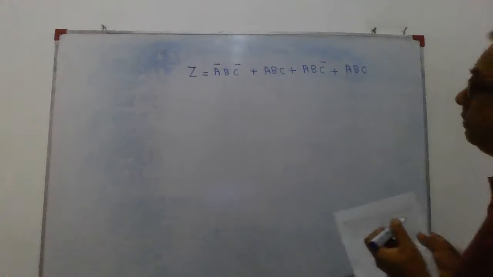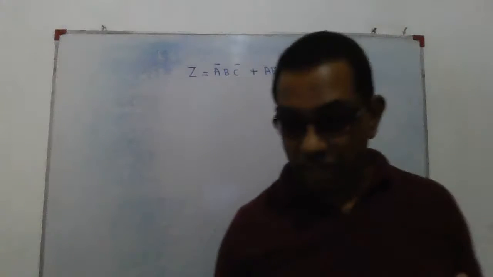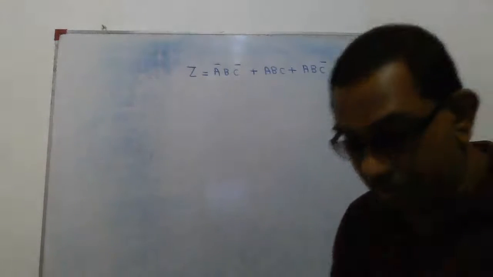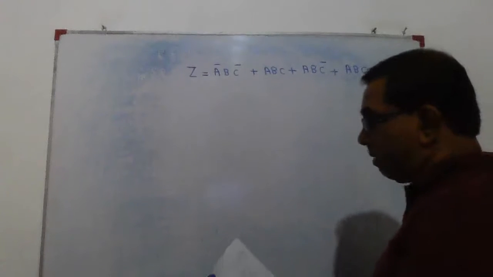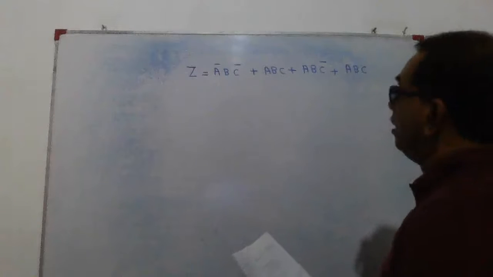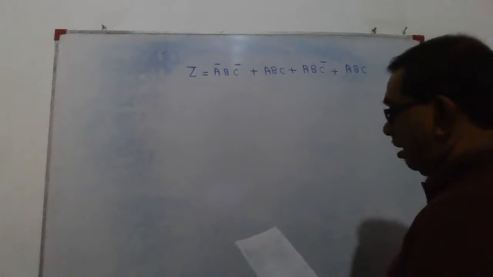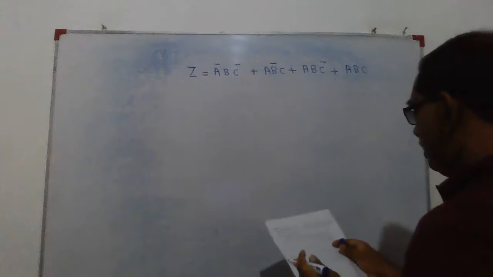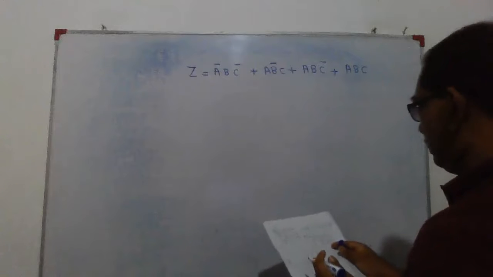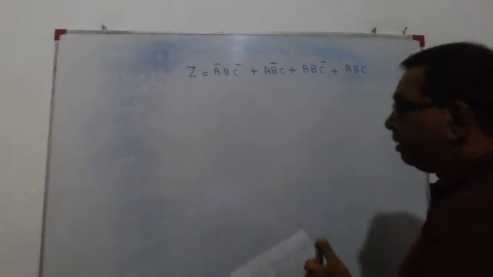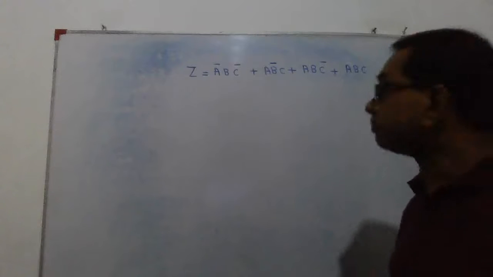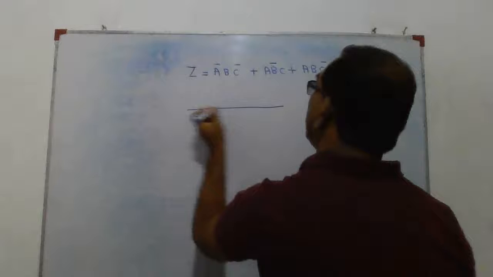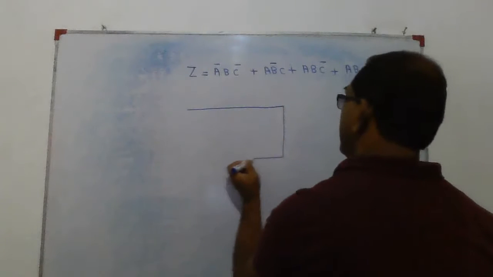Now we have a Boolean expression with 3 variables. Okay, I need to verify it. A bar and B and C bar, A and B and C, no, A and B bar and C, B bar and C, and A and B and C bar, it's okay, A and B and C, right. Now I have 3 variables, so the K-map would be like this.